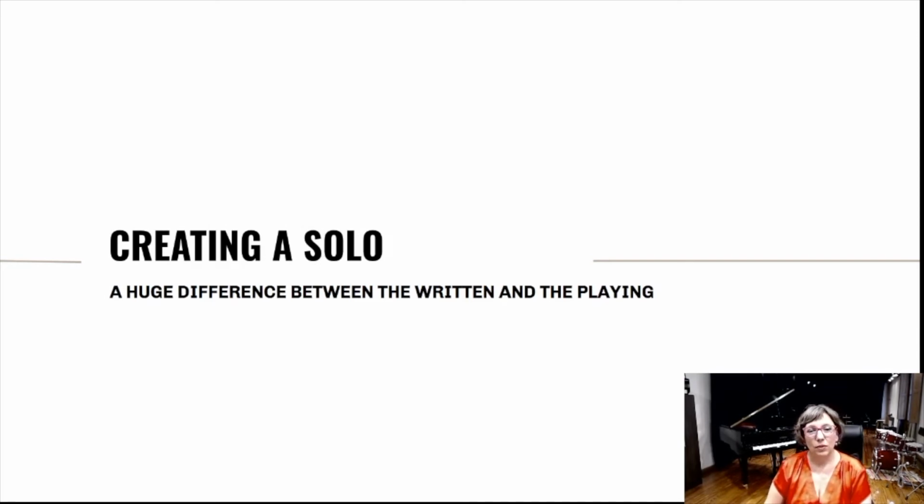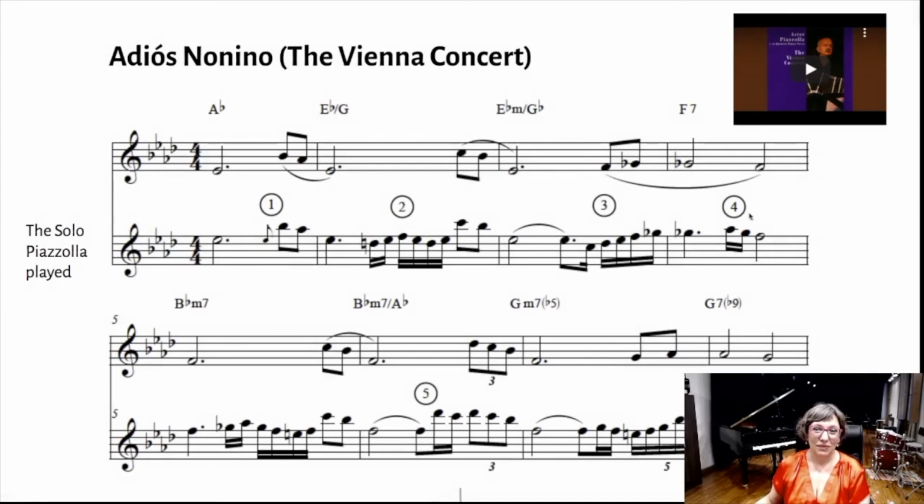So when as a musician we have a chance like this, we need to create a solo in our melody. If we have 4 measures or 8 or 20, it's expected that we create a solo. And so there is a huge difference between the written and what we are going to play. So let's take Piazzolla as an example.